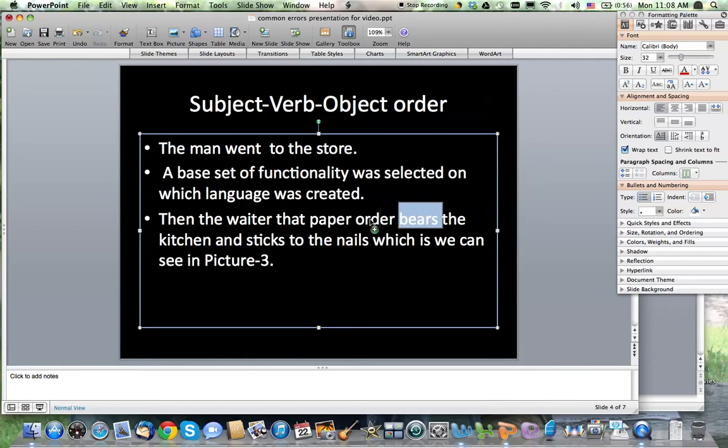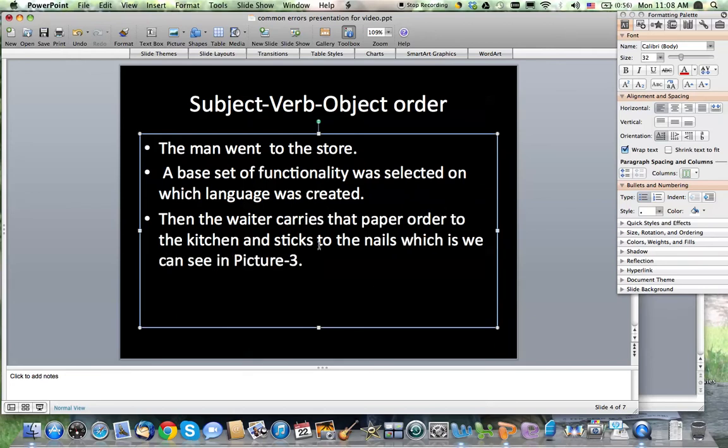So let's move bears up here. Now, this is kind of a funny translation. It would probably be better to say carries that paper order to the kitchen and sticks to the nails. Well, what does he stick? He sticks it, right? He sticks the order to the nails, which is, let's just say which we can see in picture 3. So you'll notice now we have subject, waiter, verb, carries, object, that paper order. All right, subject, verb, object, order. This seems simple, but I've run into this mistake 100 times already.